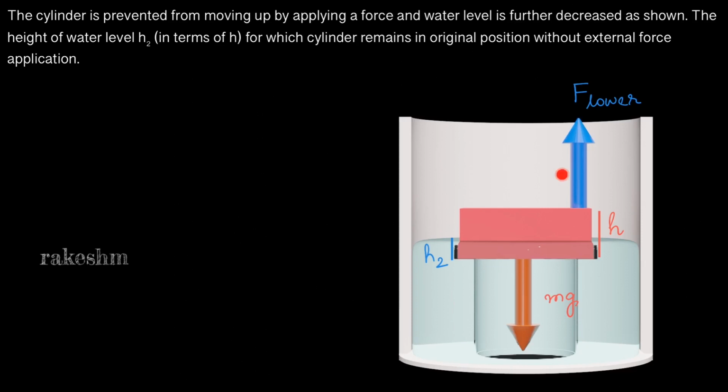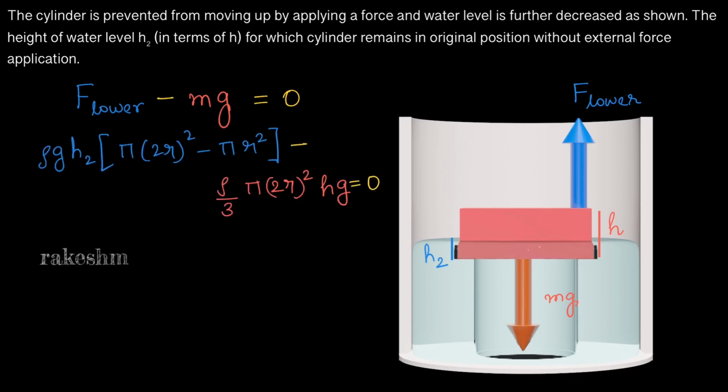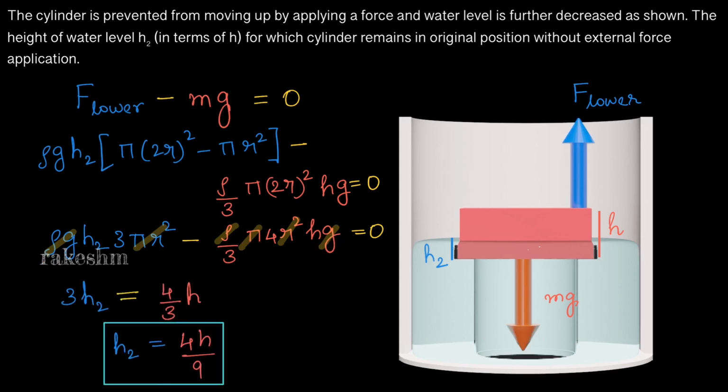So at this instant we can say this upward force equals mg. So we can write f lower minus mg equals 0. So we have written the force on the lower surface of the block, which is rho g h2 into the area, this area here, minus mass, which is density into volume, into g, equals 0. So I'm just simplifying this. I've written this as it is, and this is equal to 3 pi r square, and I'm cancelling out the similar terms. And after simplifying this, we get h2 equals 4h by 9.